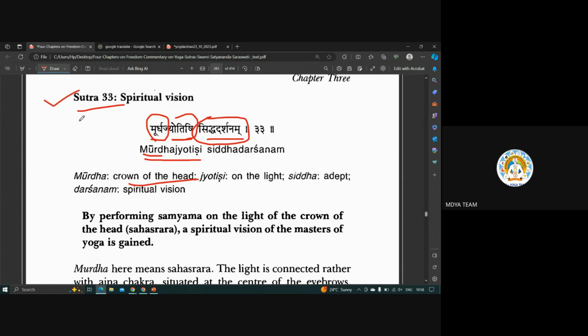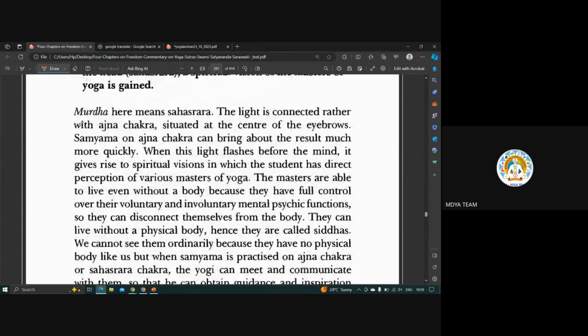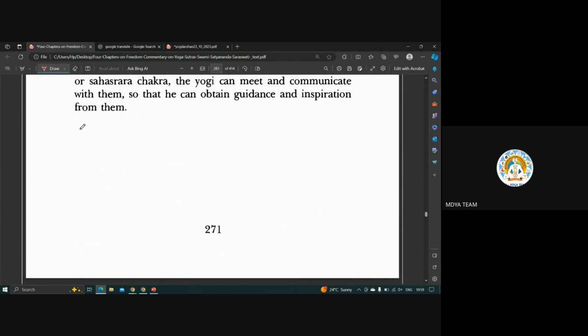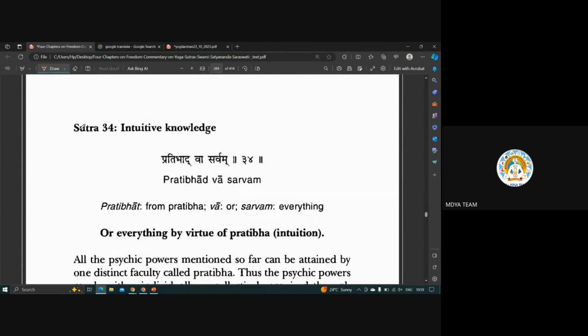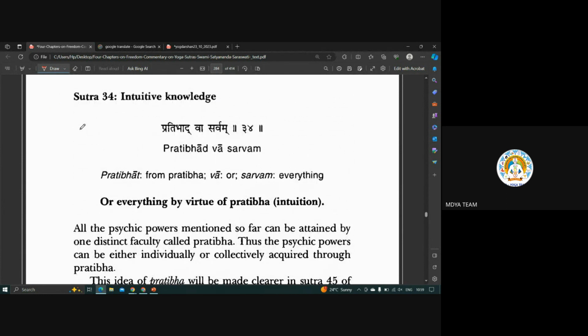One of you please conclude this sutra. If any person does Samyama on the crown of the head, the Sahasrara Chakra, they will get the spiritual vision of Siddha Purushas like Swami Gorakshanath and others. Excellent, nice. He can talk to them, discuss with them, enjoy with them, play with them. He will get that kind of siddhi.